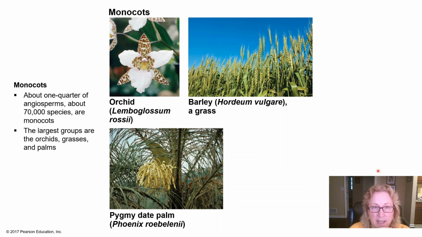So some monocots, orchids are monocots. All of the grasses, which would include corn, is a monocot. Wheat, barley, rice, these are all the grains. These are all monocots. Most monocots are small, herbaceous plants. The only trees that are monocots are the palm trees. And you can tell by the way palm trees grow that they are not like other trees.